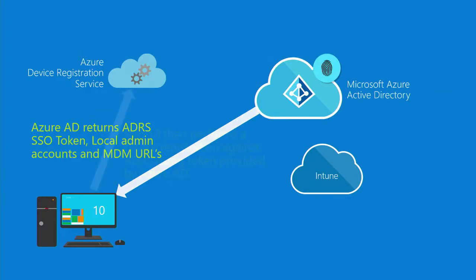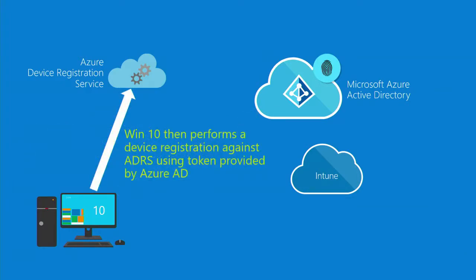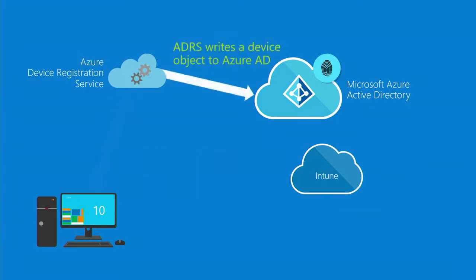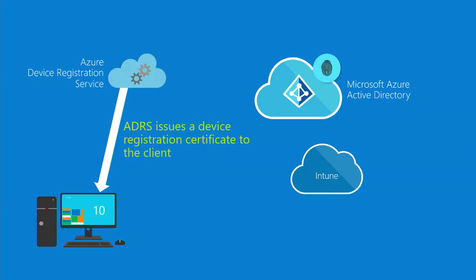So, a Windows 10 device takes that single sign-on token and goes and connects up to the Azure Device Registration Service. The Azure Device Registration Service writes that object into our Azure AD. So we now have an object in Azure AD. It's kind of like a computer account from your on-premise AD, but it's different, but it's the same kind of concept. And then what gets passed back to our Windows 10 device is a device registration certificate. And that gets stored in the private computer store in our certificate store. Malcolm will show us that in the next demo.